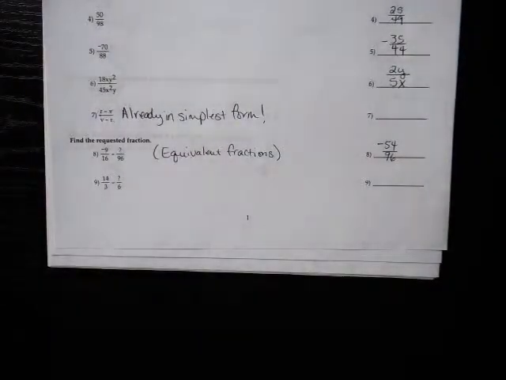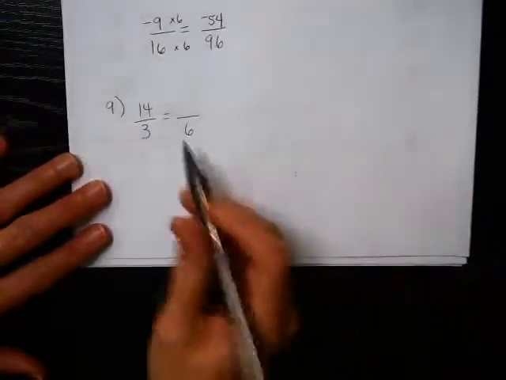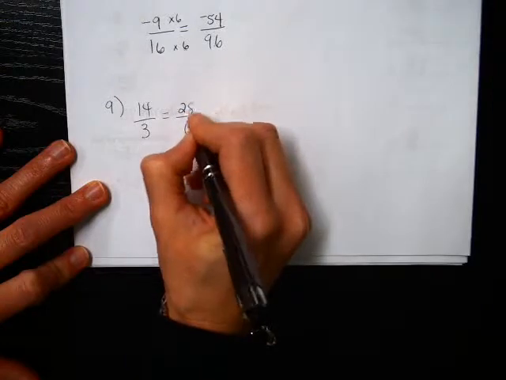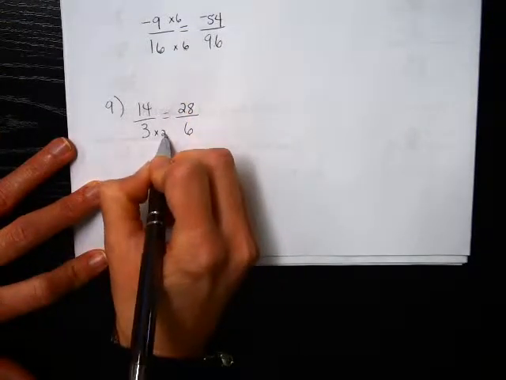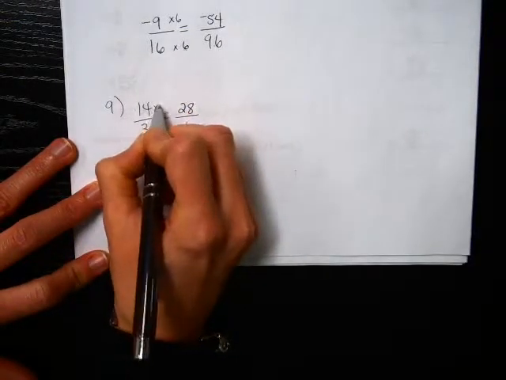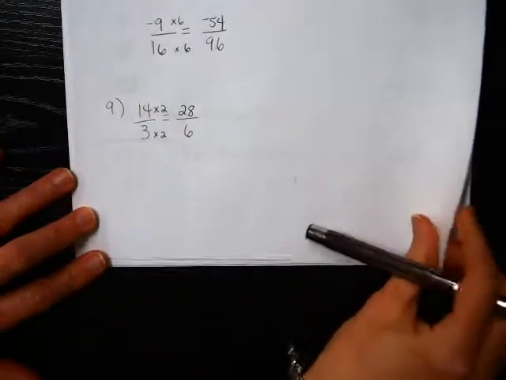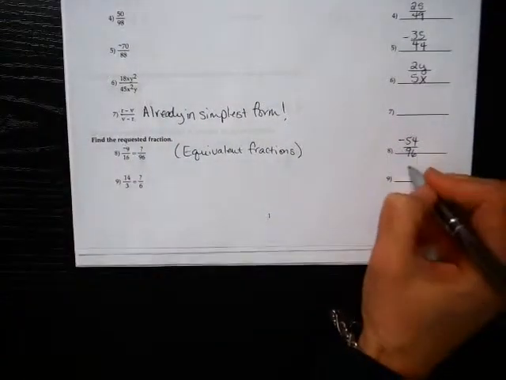Okay, so for number 9, we have 14/3 equals something divided by 6. Okay, so 3 goes into 6 2 times. 2 times 14 gives me 28. Because 3 times 2 is 6, then I had to multiply the top number by 2 as well. So that gives me 28/6 for number 9.